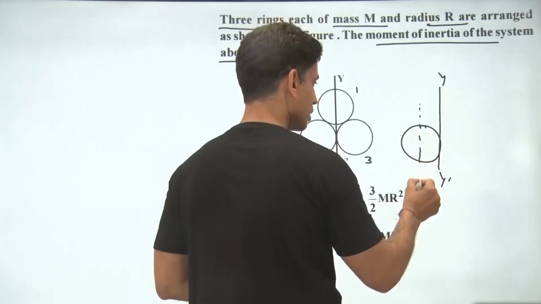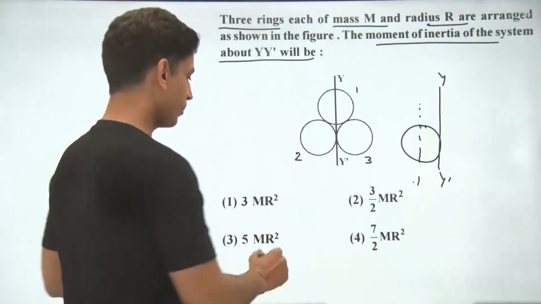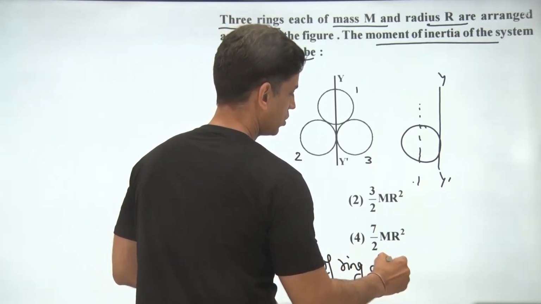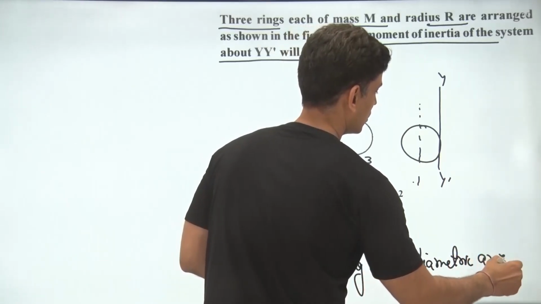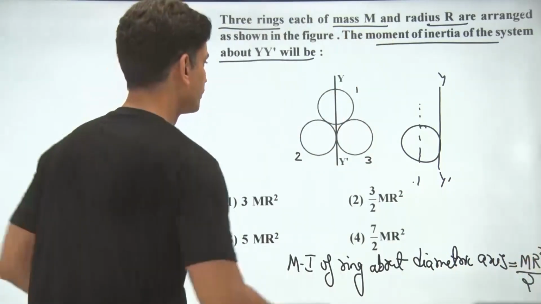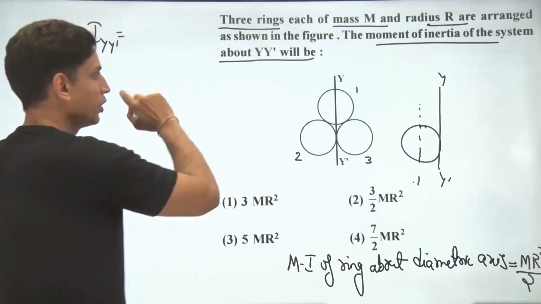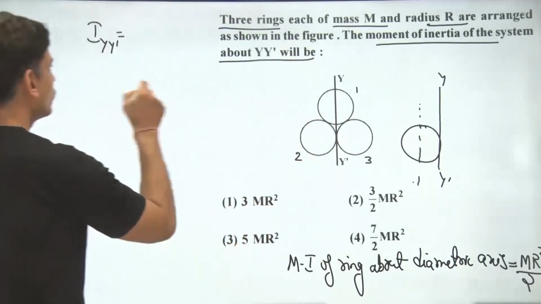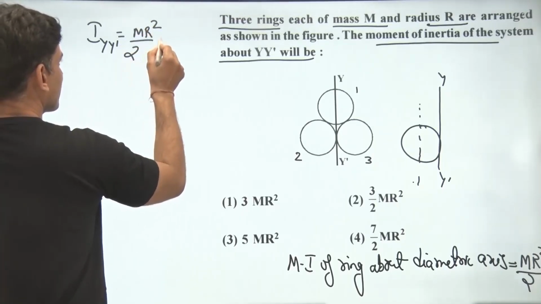Now about this, the moment of inertia about the diametric axis, MI of ring about diametric axis, is equal to MR square by 2. Okay, so I about Y dash, I'll write the moment of inertia of this system in sequence. First I'll write for 1, then 2, then 3. So for first, it is a diametric axis, so MR square by 2 plus.